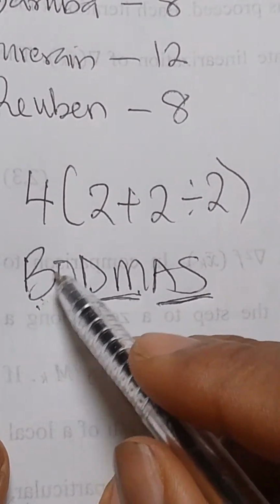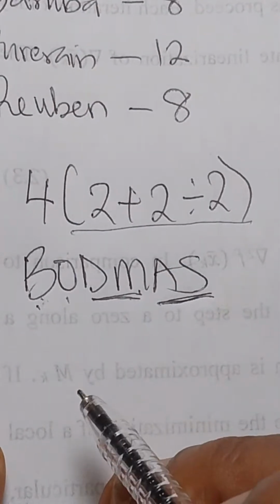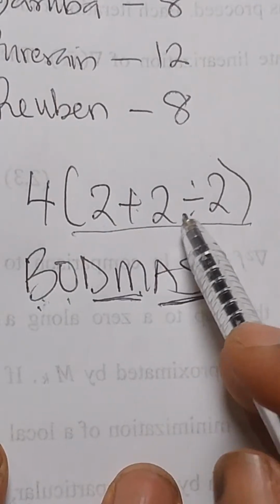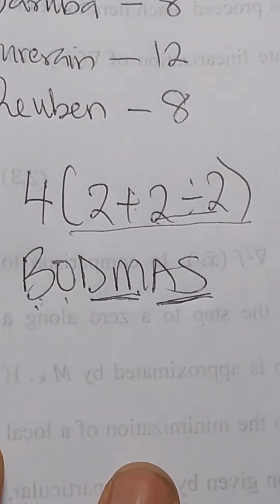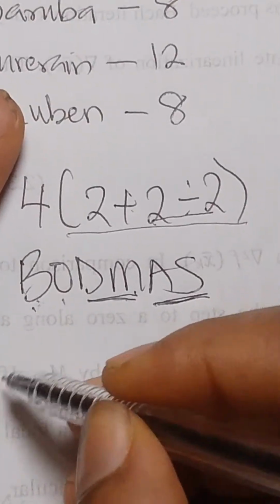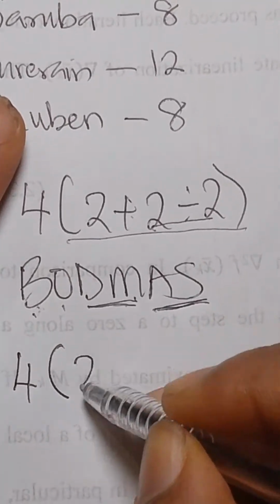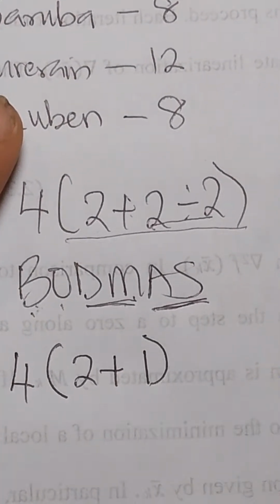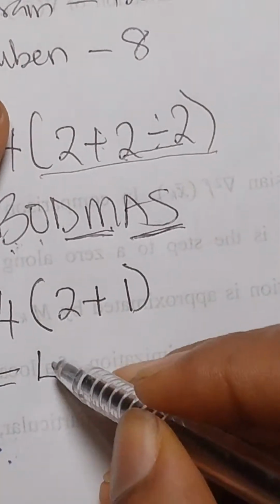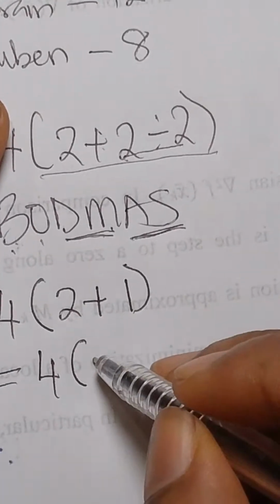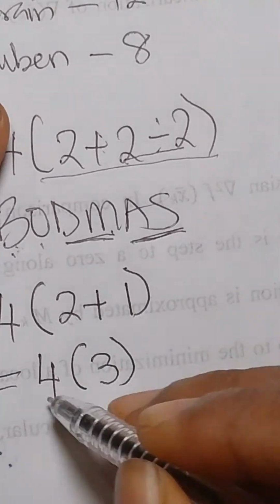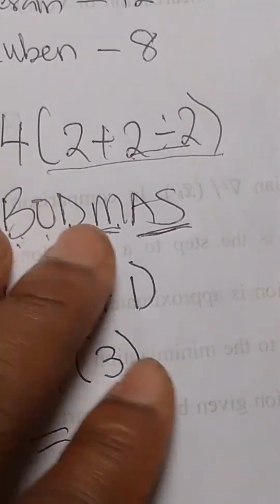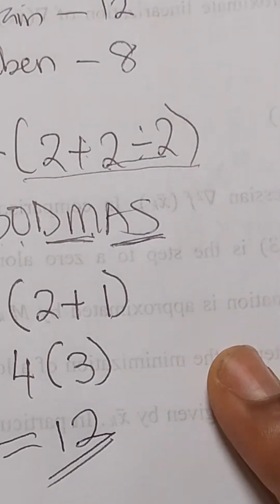So start from here, there is a bracket. So we're going to start from brackets. Under these brackets, there's still plus and division. So here we are still going to start from the division part. If you do that, 2 divided by 2 will give us 1. And this is equal to 4 brackets 2 plus 1, which is 3. 4 times 3 is 12. So the correct answer is 12 from Purin.